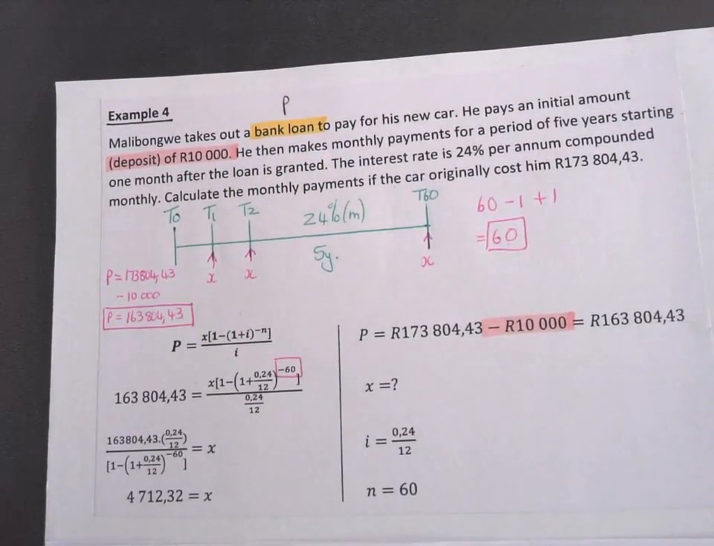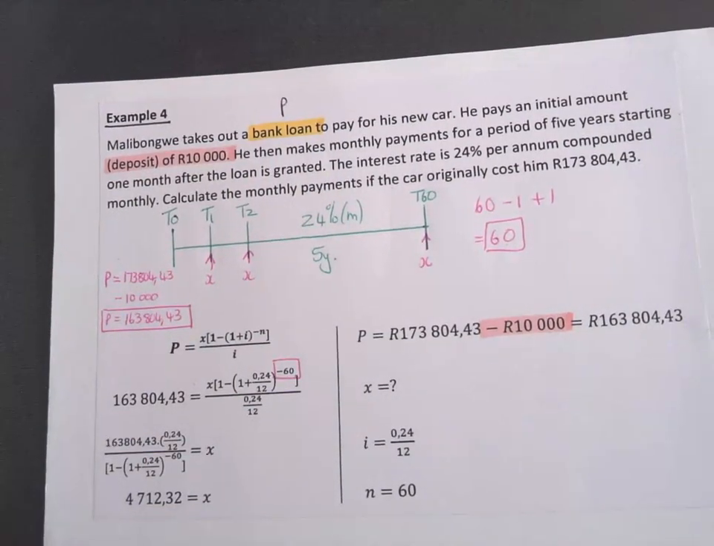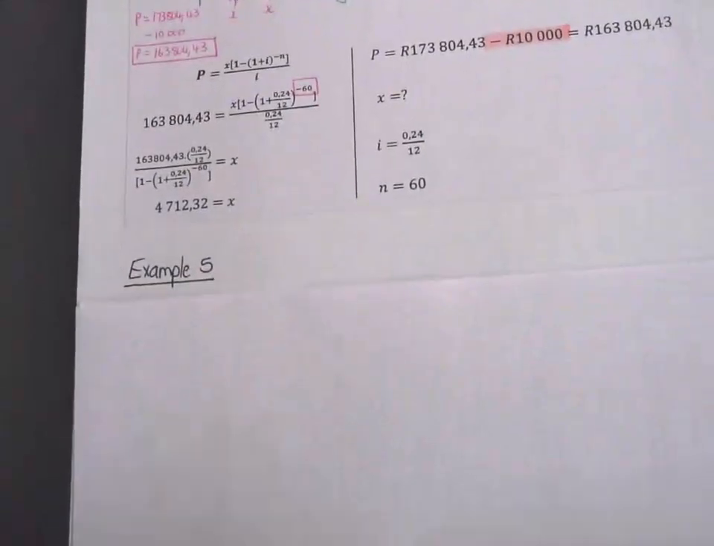Any questions? Alright. Now I want to do another example. I just want to show you the timeline. So page 25, there's a small space at the bottom. Page 25.